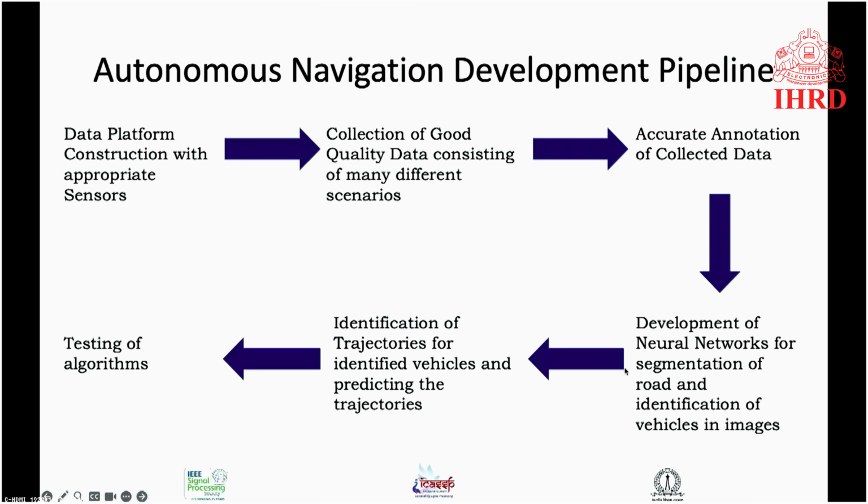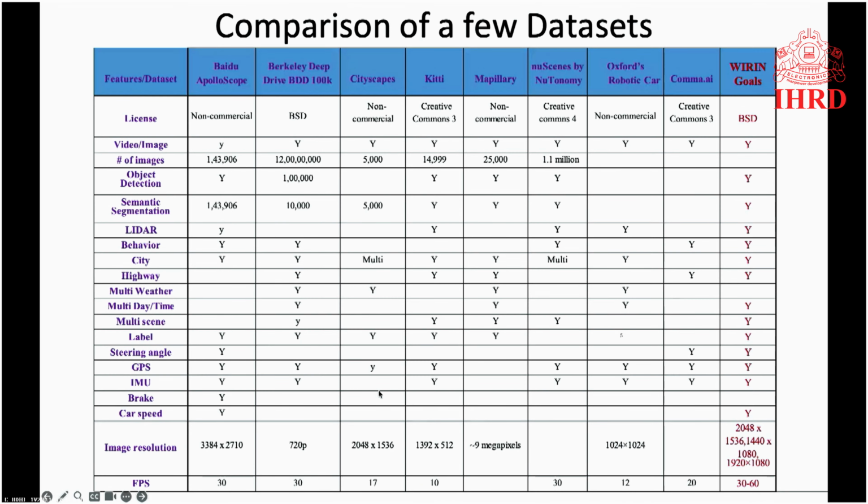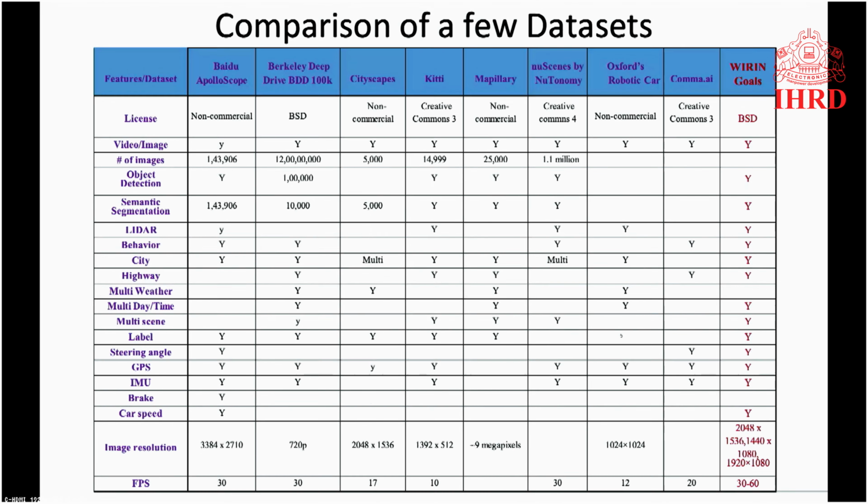And then you build neural networks for segmentation and identification and trajectories. If you look at data sets, there are many which are open source or open data sets, but they all belong to situations which are not Indian. They're all very nice structured data. So the goal was to see whether we can build an Indian data set.